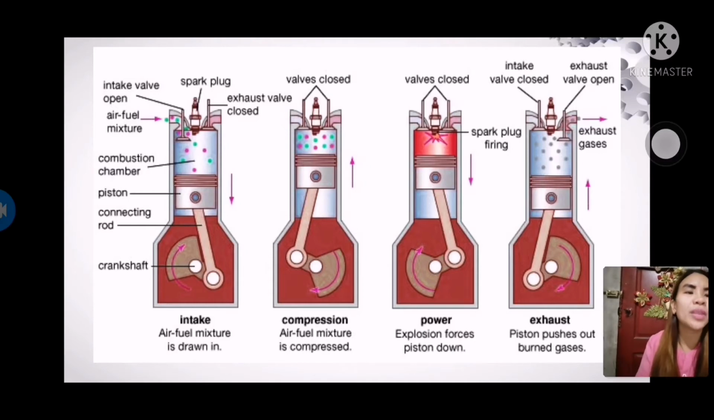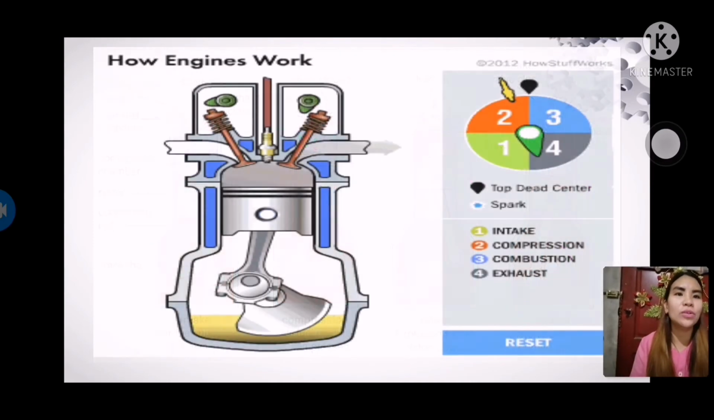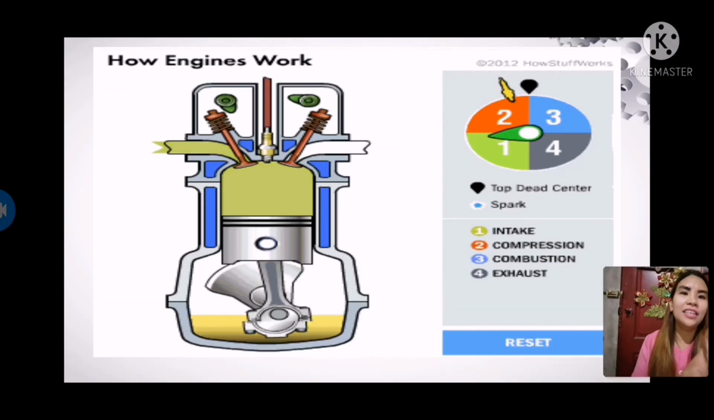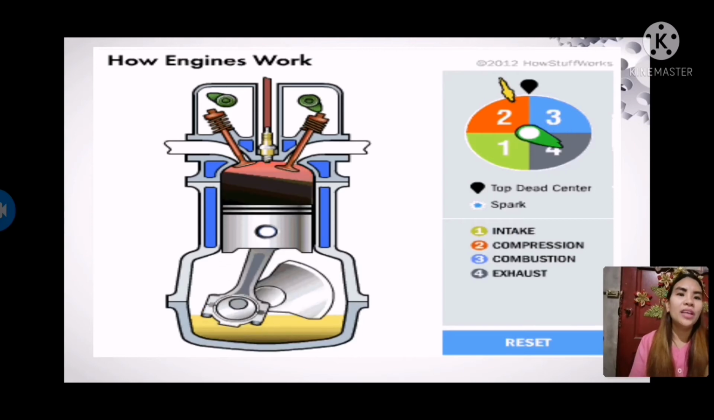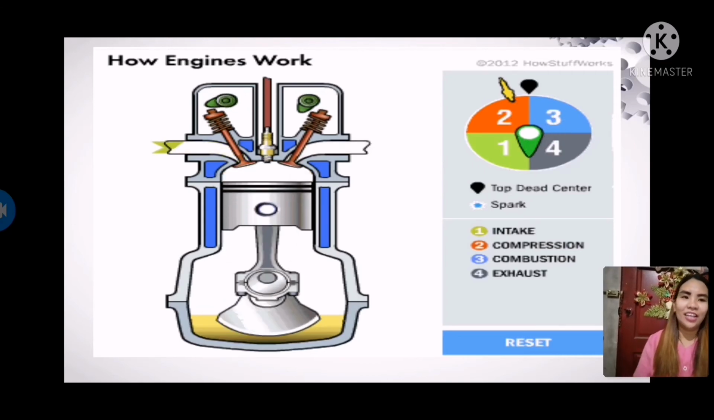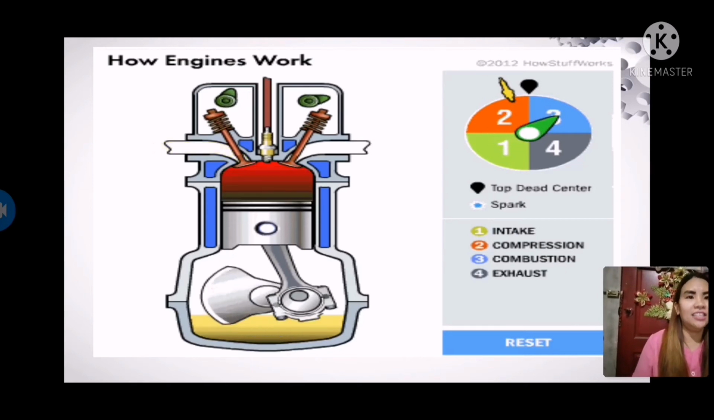After the power stroke, after it is fired, the gases are burned. In the exhaust stroke, the piston moves up, and the exhaust valve opens, wherein our burned gases are pushed out. Those are the four different cycle strokes in the heat engine. This is how it looks. If you notice, here on this side it enters, then it moves up and down very fast. That is how it works. I think you understand now how the four-cycle engine works.